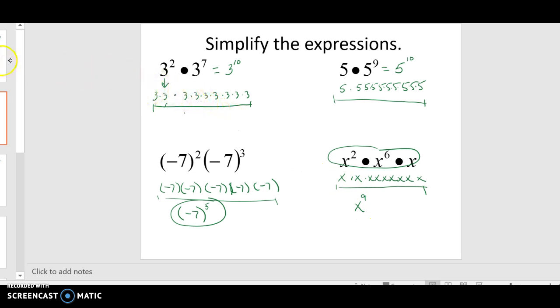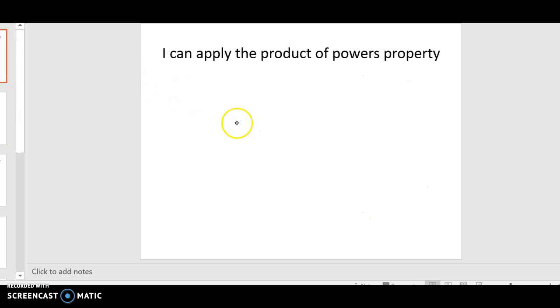Well, the first thing we're going to talk about here is the product of powers property. What this property says is if I have x to the m times x to the n, meaning my bases are the same, I can write it as one single base, but then what I do with the exponents is I add them together.